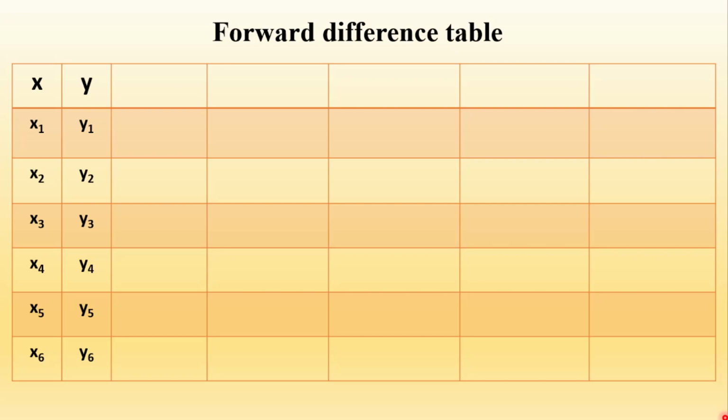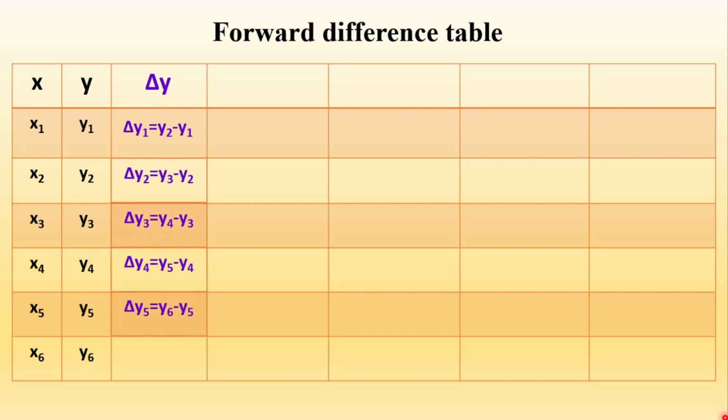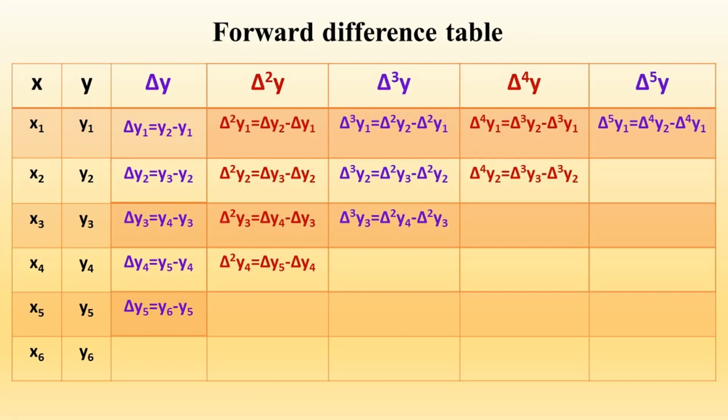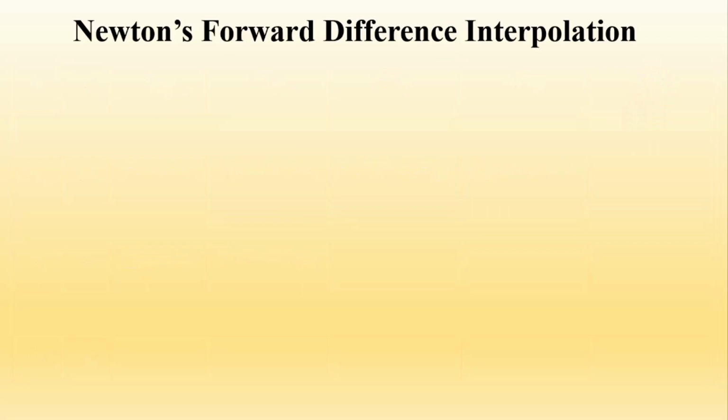Suppose these are the tabulated points, that is the values of y at different values of x. First we calculate delta y. Delta y1 is equal to y2 minus y1. Similarly, we can calculate delta y2, delta y3, delta y4 and delta y5. Once we have all the values of delta y, we can calculate delta 2y. Similarly, we can calculate delta 3y, delta 4y and delta 5y. Since the number of tabulated points is 6, we just need to go till delta 5y, 1 less than the number of tabulated points.